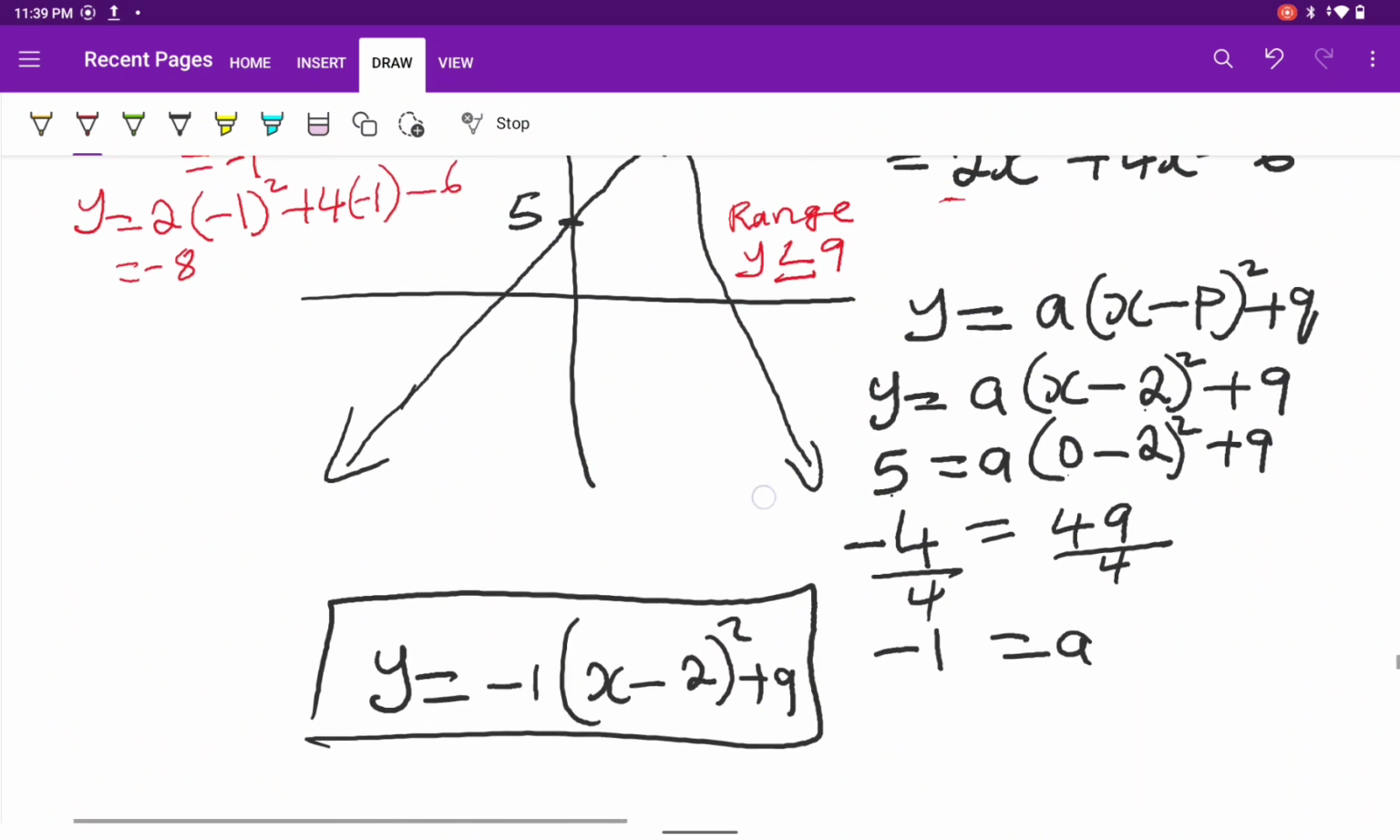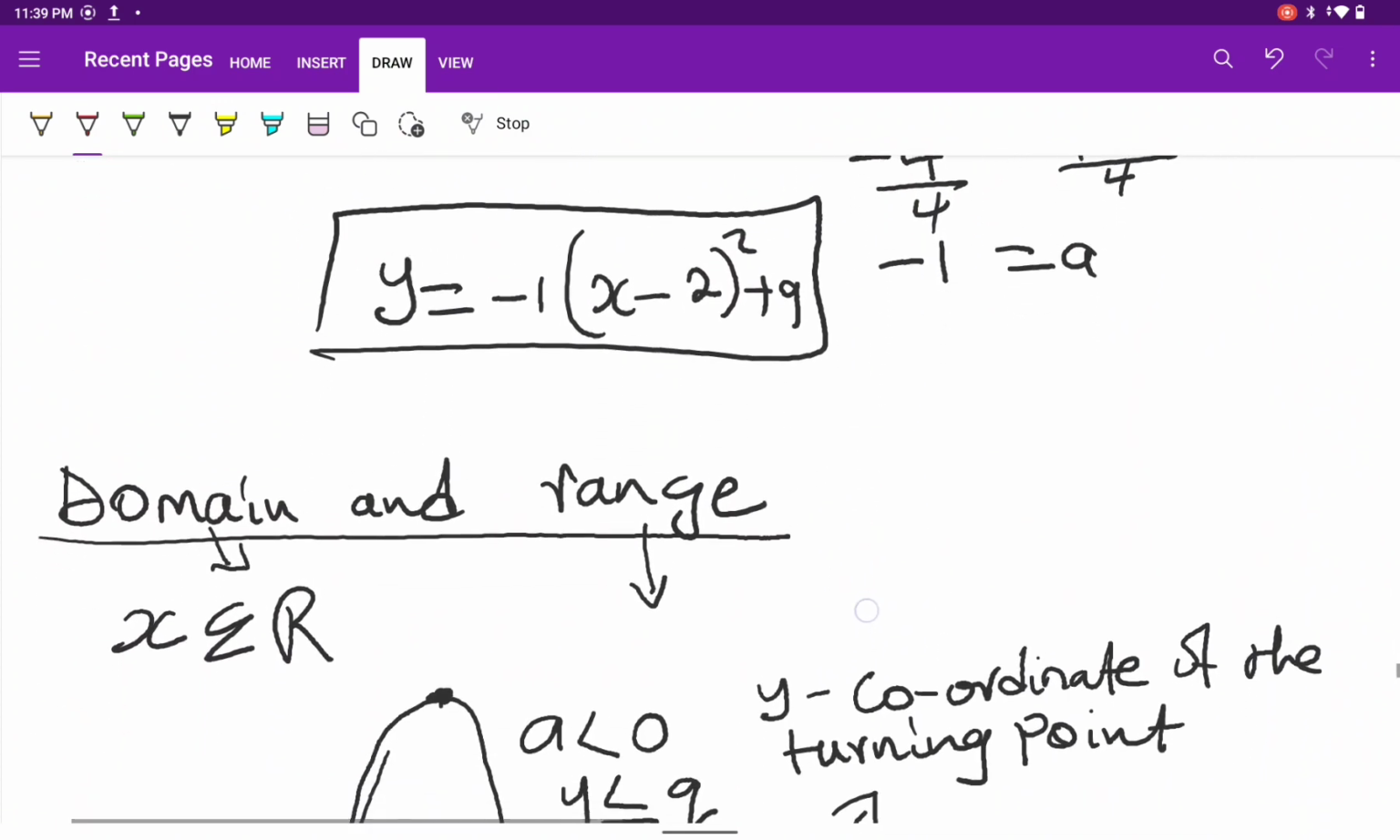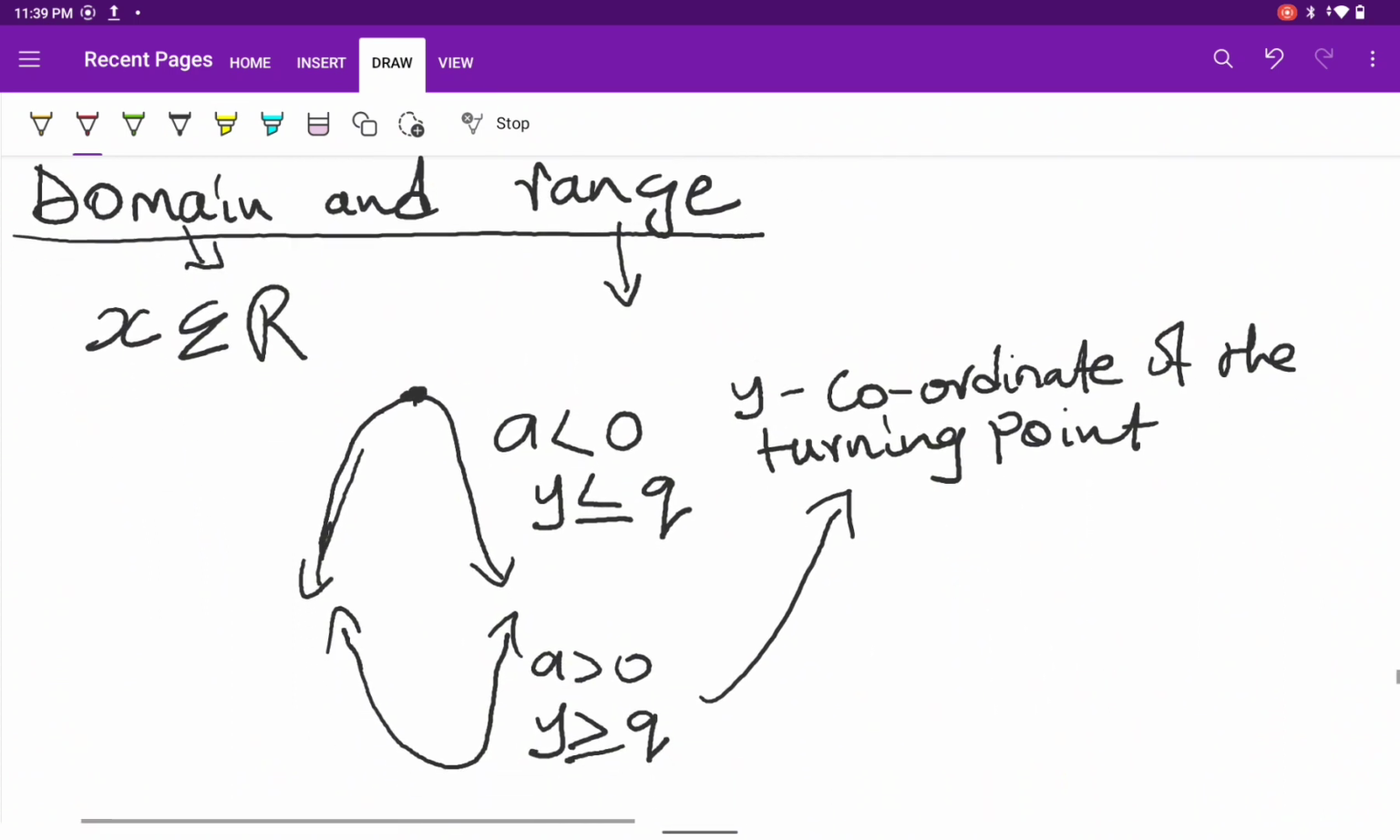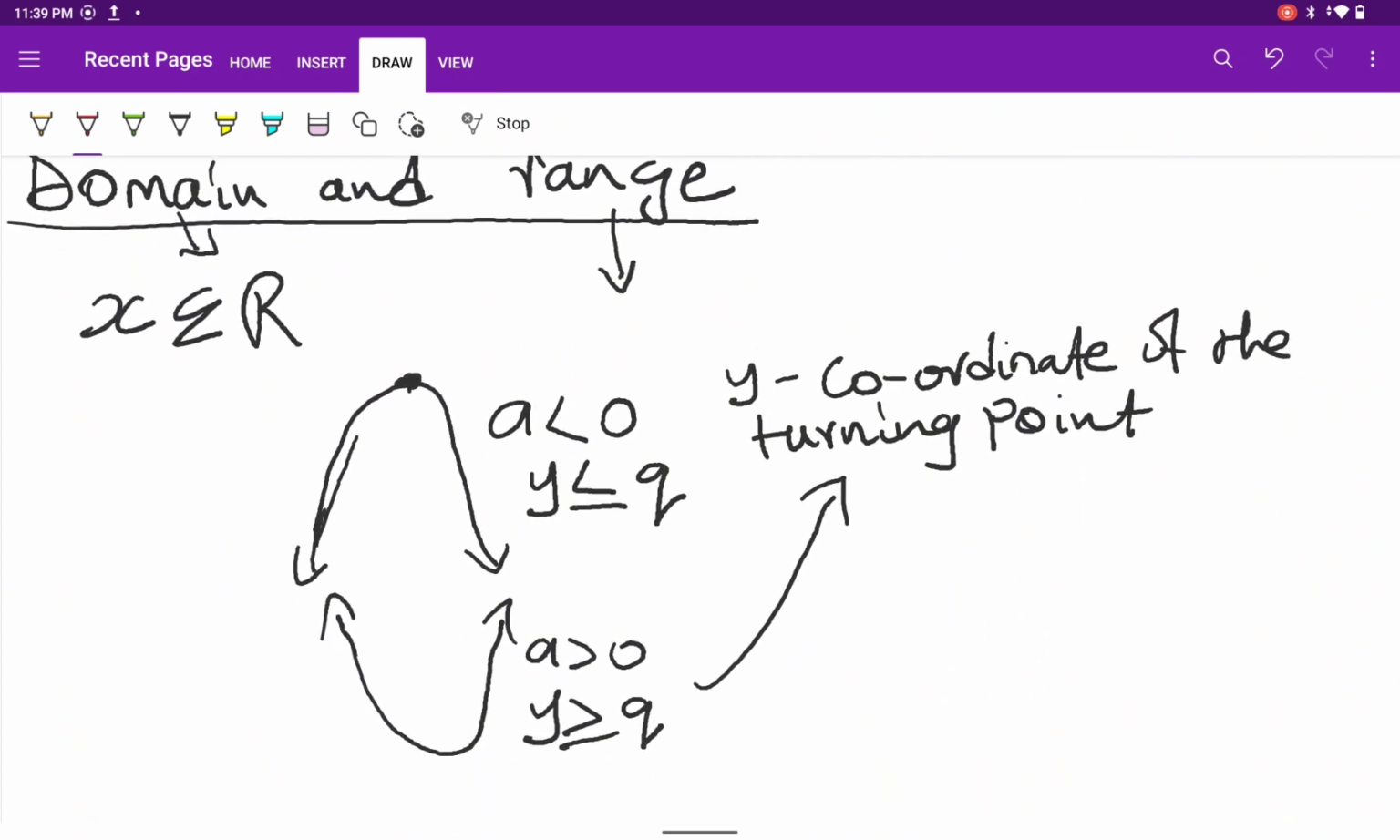So we need to really understand this issue of the domain and the range. I've summarized it here. If the graph is facing down, then we know that a is negative, the value of a is less than 0. So the range will be y is less than or equal to q. We said that q is the y coordinate of the turning point. But if the graph is facing up, it means a is positive.